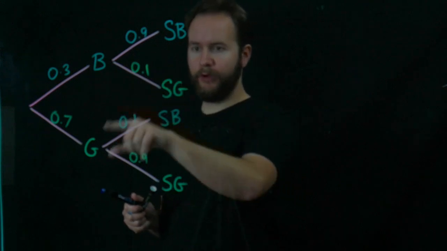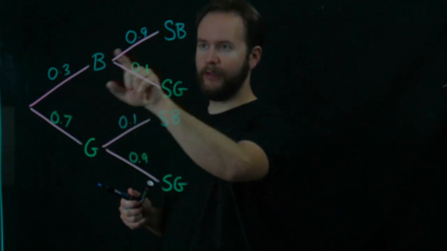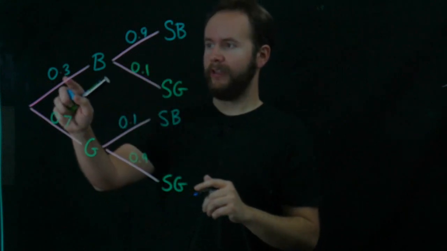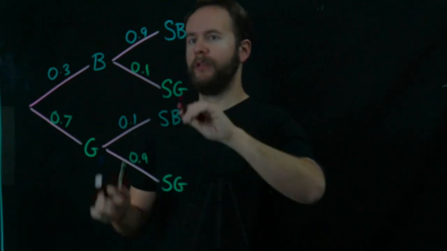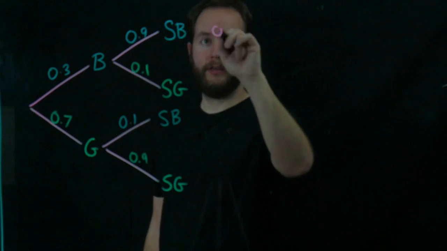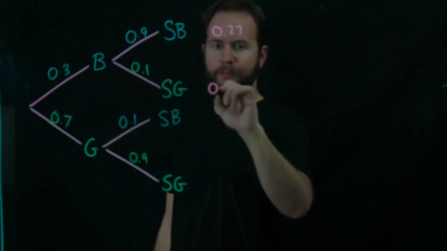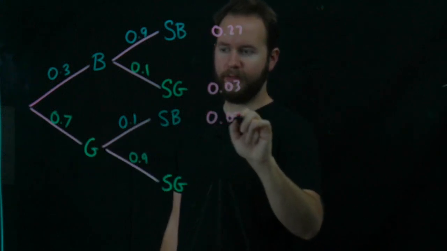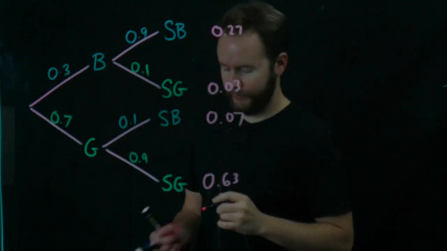Once we have our tree filled out with all the nodes and all the edges labeled with probabilities, we multiply down the edges to get the associated total probability. We take this 0.3 and this 0.9 and multiply them together to get the probability of this event. So 0.3 times 0.9 is 0.27. Then 0.3 times 0.1 is 0.03. We have 0.7 times 0.1, that's 0.07. And 0.7 times 0.9 is 0.63.